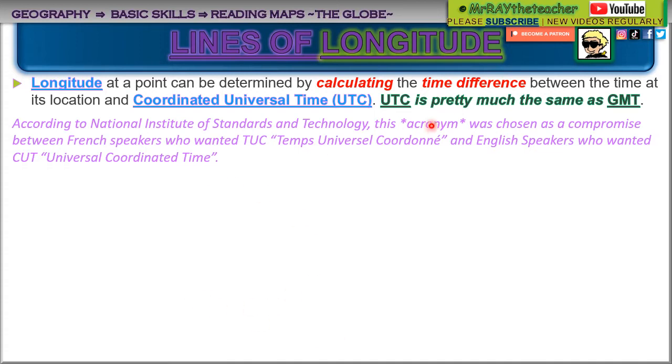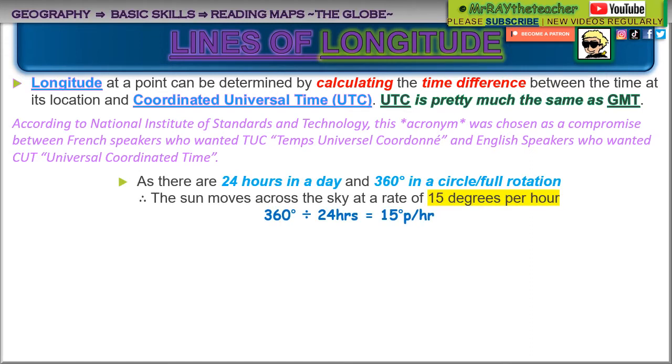Proud man. So longitude at a point can be determined by calculating the time difference between the time at its location and Coordinated Universal Time, UTC, and it's pretty much the same as GMT, and there's the reason why in purple font. Practice reading. That's self-satisfaction according to Peter Griffin, if you can do that yourself. Now, if you can't, get someone to tell you.